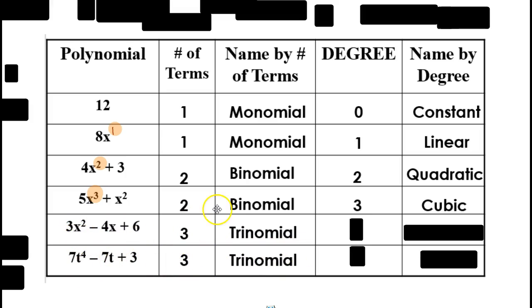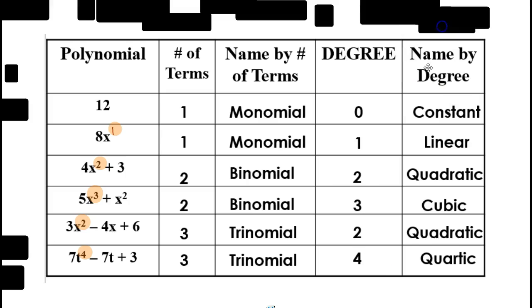The degrees may be different. In this case, they are. We have a degree of 2. And if the degree is 2, we call it a quadratic. If the degree is 4, we call it a quartic. Degrees of 4 are called quartics. Now, we don't have an example of a degree of 5, but I will expect you to know that a 5th degree polynomial is called a quintic.